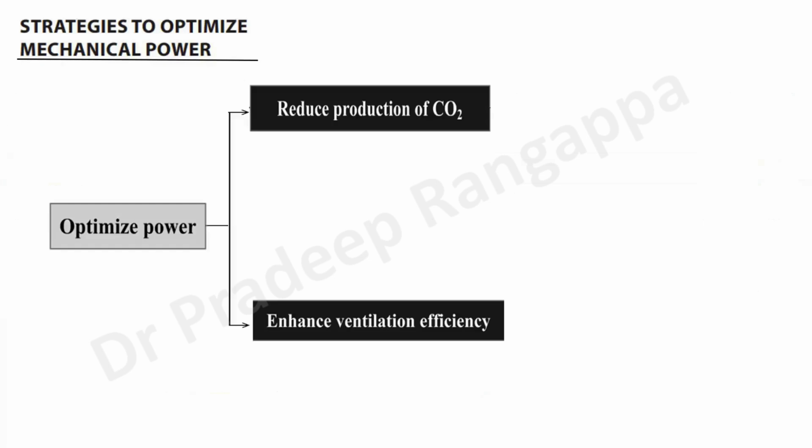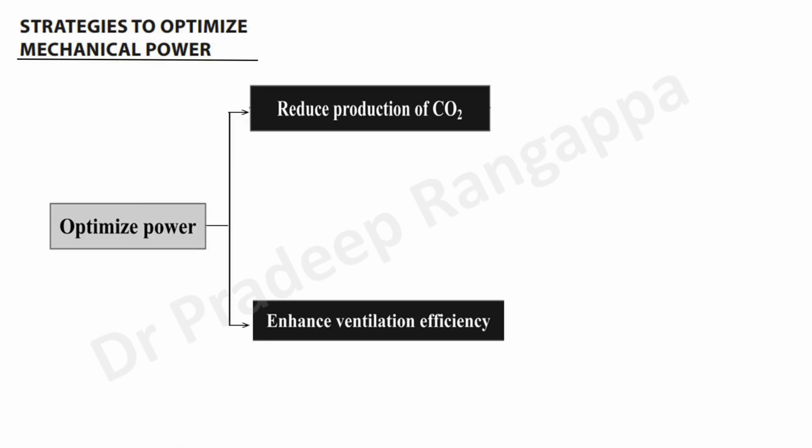So how do we optimize power? There are two broad categories. The first category is obviously we have to reduce the production of CO2. This is where it is important, because we said permissive hypercapnia was a friendly concept we were comfortable with, but no longer can we be comfortable, because if carbon dioxide is going high, mechanical power keeps increasing. And the second component is enhancing ventilatory efficiency.